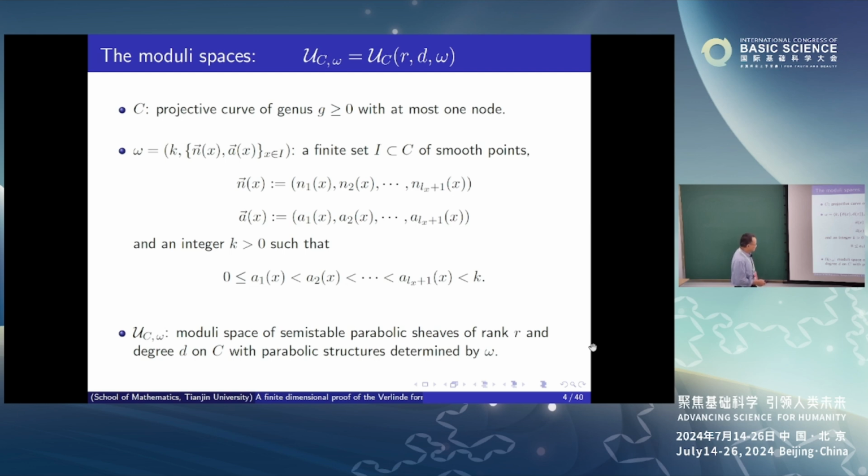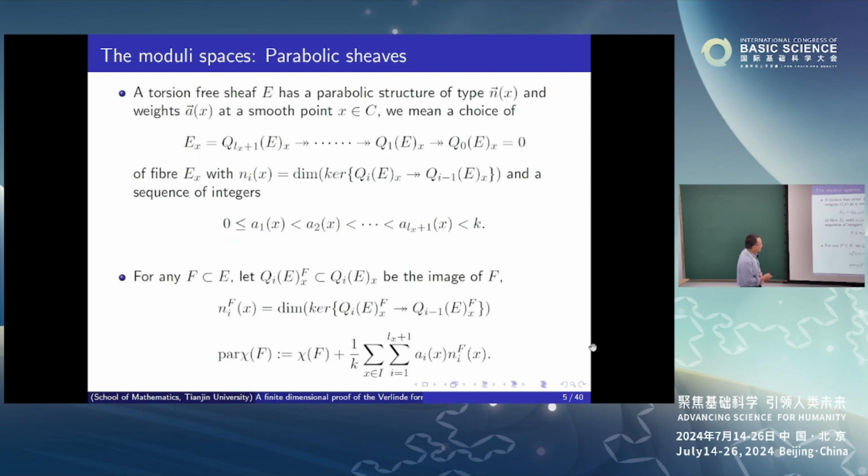So there is a projective variety called the moduli space of semi-stable parabolic sheaves of rank r and degree d on C with parabolic structure determined by this data. This looks complicated, but in fact, with this data, we just give a representation, a reducible representation of GL_r at that point. We will see this.